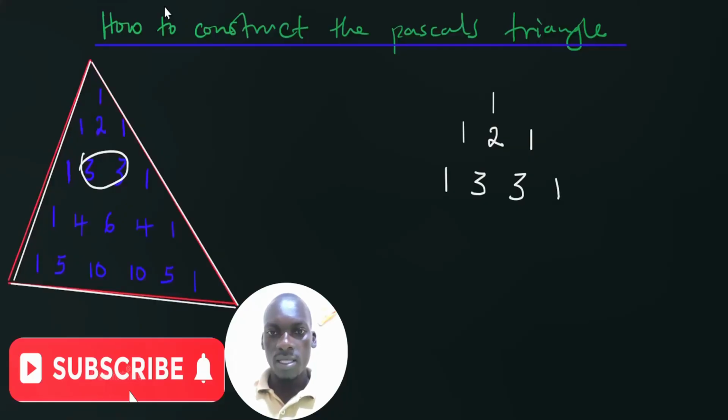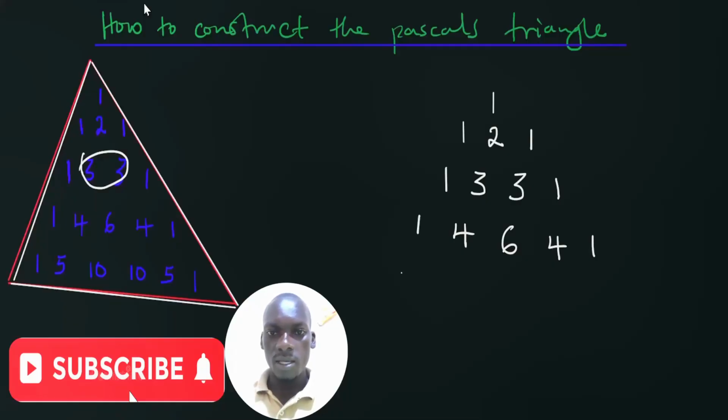So as we move to the next step, still we shall write a 1. Then the 1 plus the 3, we get a 4. Then the 3 plus 3, we get the 6. So we have right there 6. Then the 3 plus a 1, we simply get the 4. So we write there 4. Then lastly a 1.